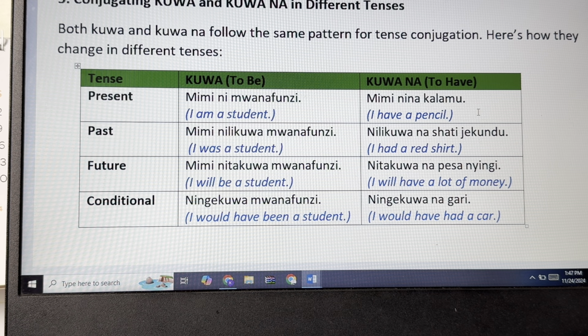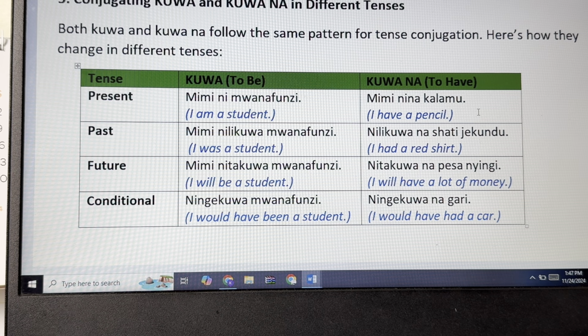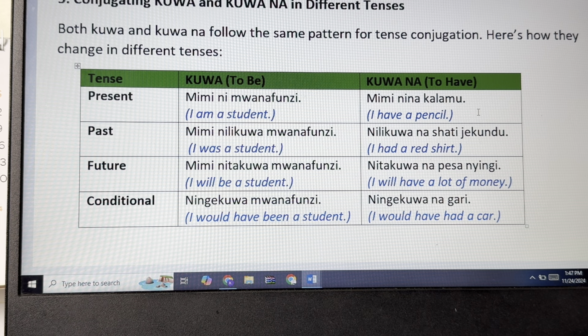So this one, ningekuwa mwanafunzi, it can either mean if I would have been a student or I would have been a student in this case. But normally conditionals have if.